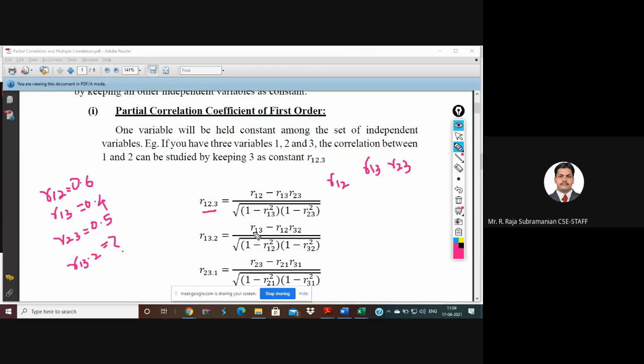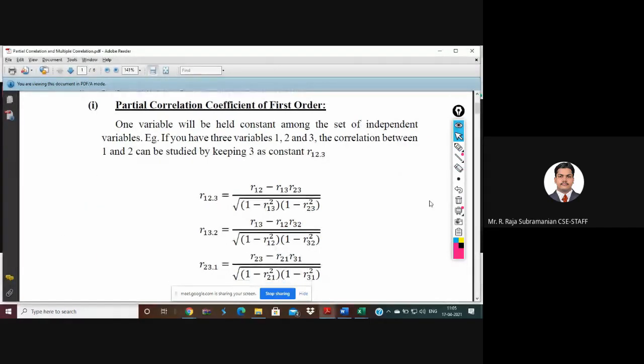R13.2 is nothing but R13 minus R12 R32, divided by square root of 1 minus R12 squared into 1 minus R32 squared. That is R13.2. So you put R13, then R12 R32, and in the denominator you put 1 minus R12 squared and 1 minus R32 squared. From this itself, you can write the denominator. So 0.208 is given by Tanush. Probably it is given in less than 1 minute. Like that, you should be in a position to compute this.